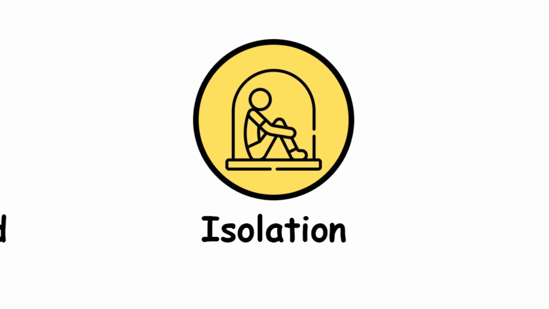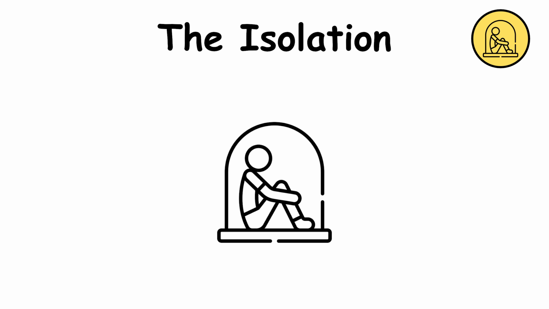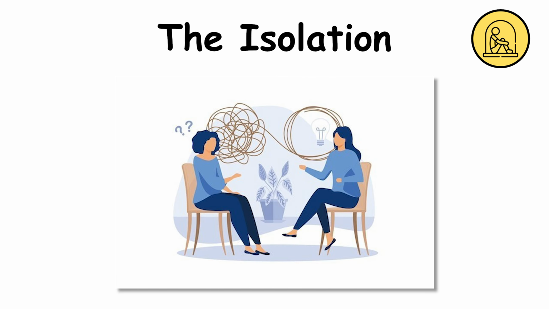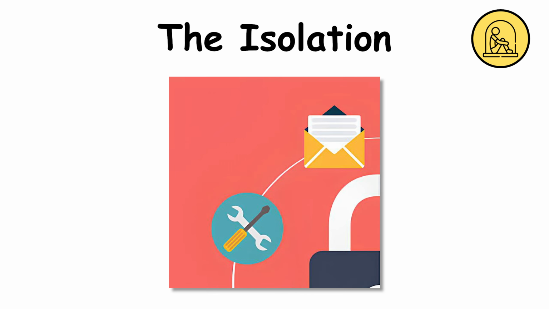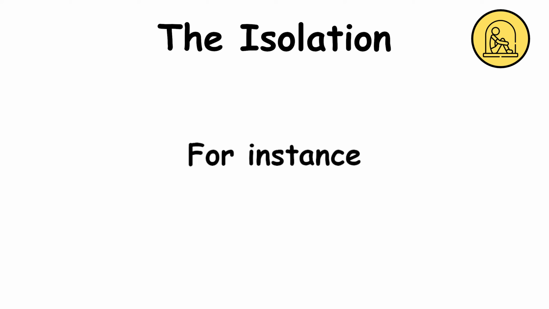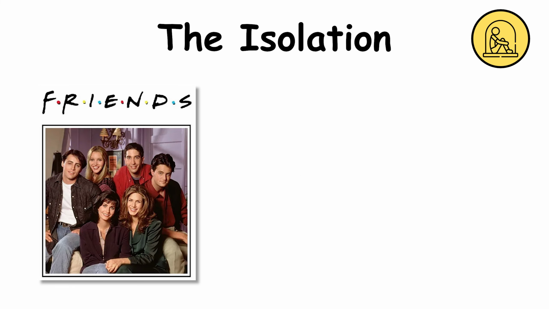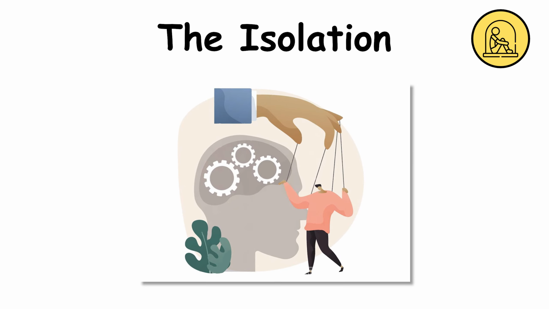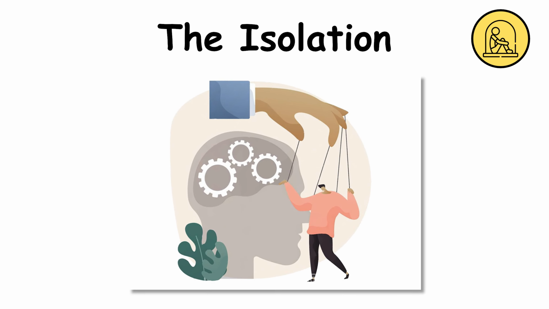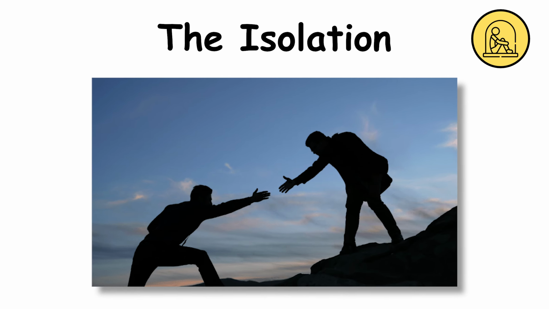The fifth technique is isolation. The manipulator tries to isolate the victim from their surroundings so they cannot receive support or alternative viewpoints. This can be done by controlling social connections and limiting access to information. For instance, the manipulator might criticize the victim's friends and family, convincing them that these people are untrustworthy. As a result, the victim starts relying solely on the manipulator, losing the opportunity to seek external help.